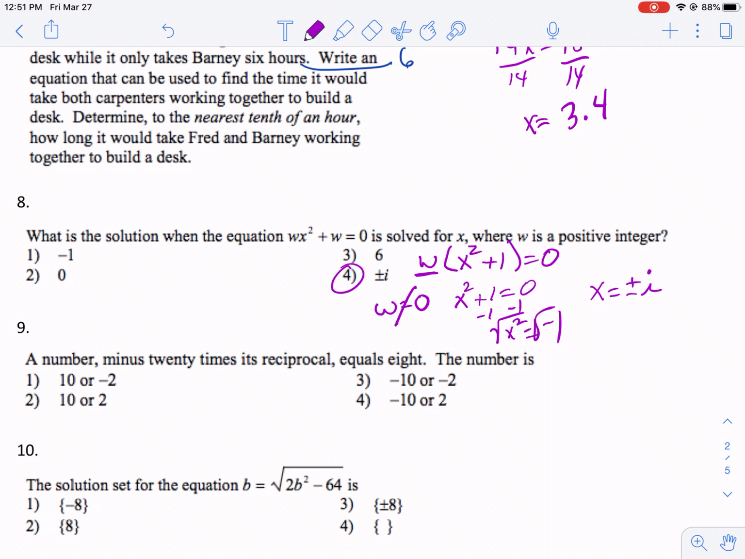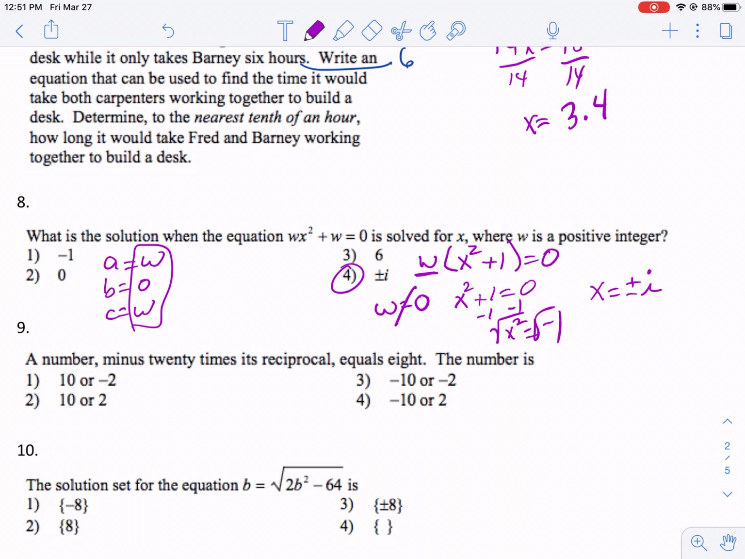If you had wanted to do quadratic formula on this one, your A would be w. You don't have a B term because you don't have the x term, so your B would be 0, and your C would be w. And you could go fill that in the quadratic formula, but even though that spells wow, I'm thinking, wow, that's probably going to be a little tough. So I kind of like the factoring way myself.